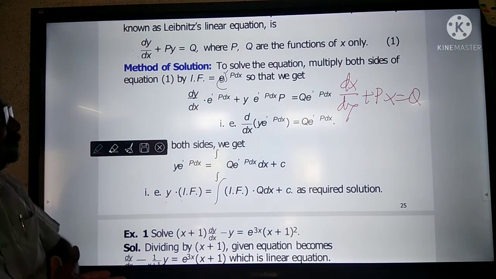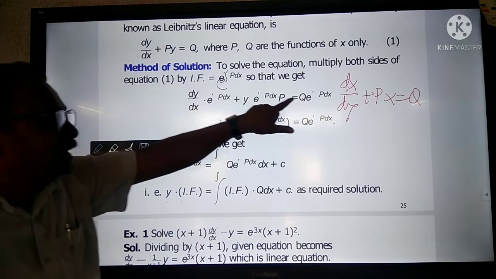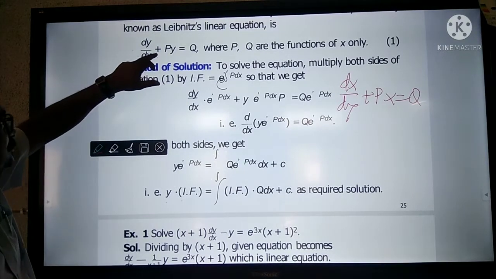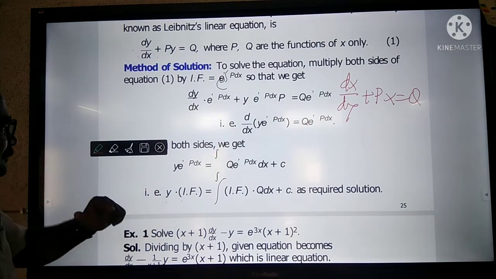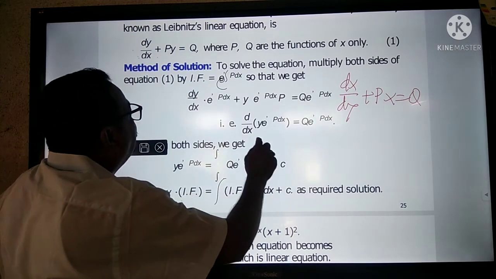Both are linear. या इक्वेशनला म्हणतो लिनियर इन y आणि याला म्हणतो लिनियर इन x. ओके. मग याचं सोल्युशन काय असतं, याचं सोल्युशन मी इथं लिहिलं नाही पण मी इथं व्यवस्थित लिहितो. या dy by dx plus py is equal to q.